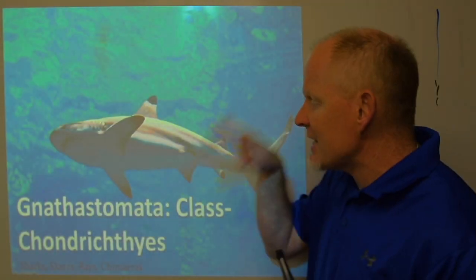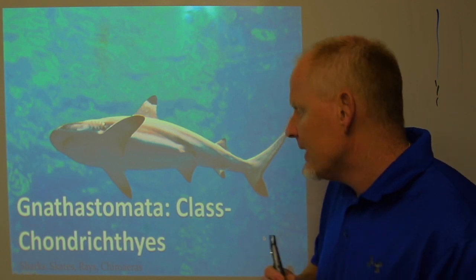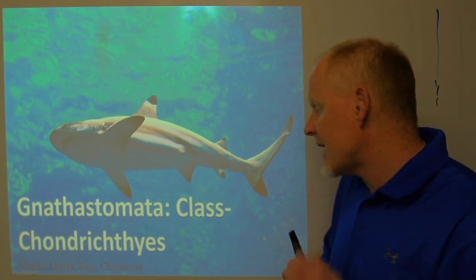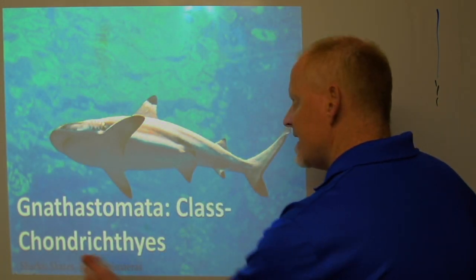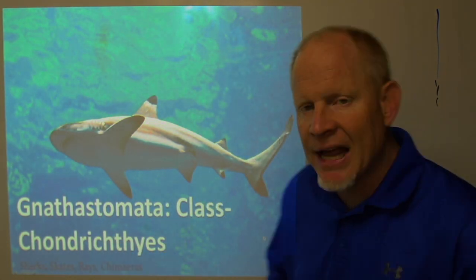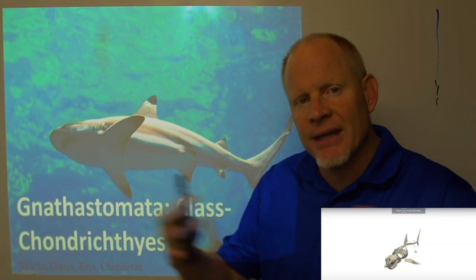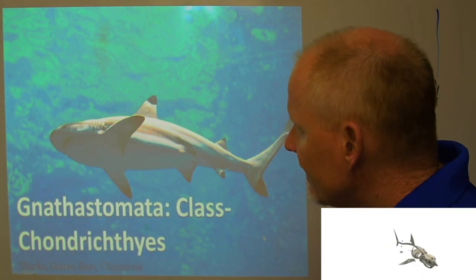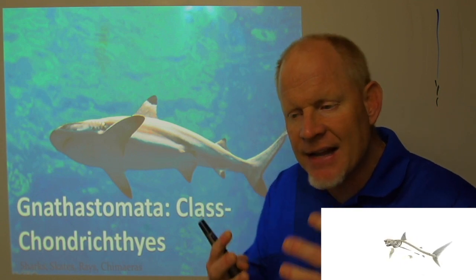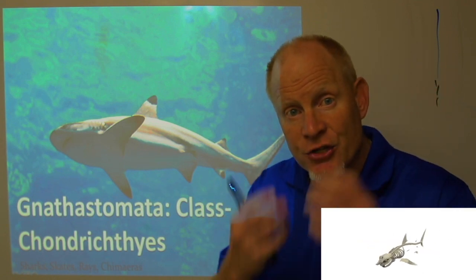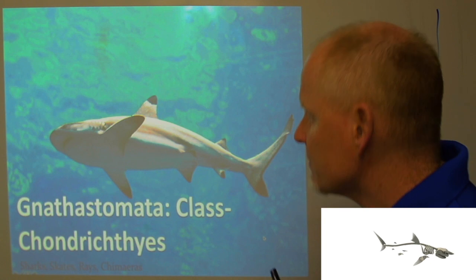The first class we're going to talk about in this infraphylum is Chondrichthyes. So chondra means cartilage, ichthyes means fish. So these are cartilaginous fish. These are fish with completely cartilaginous skeletons. The only place where you have calcium salts that invest or invade the cartilage is in the jaws and the teeth, all right, as we'll see.